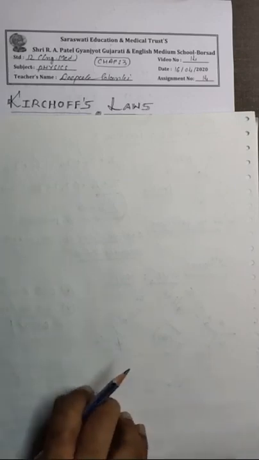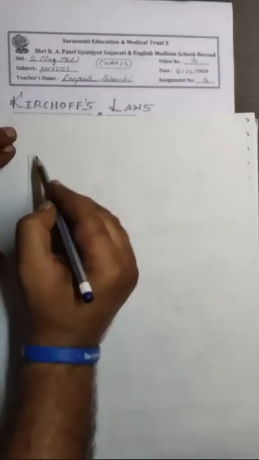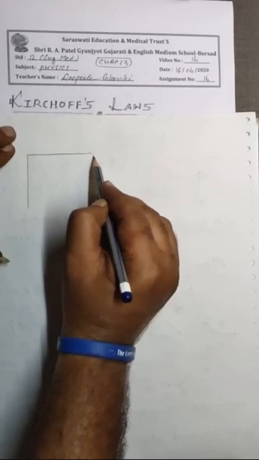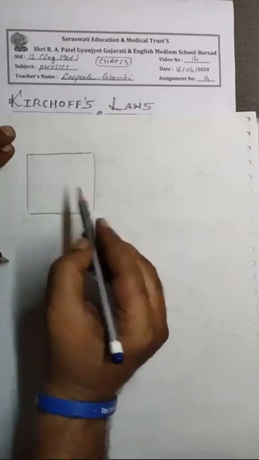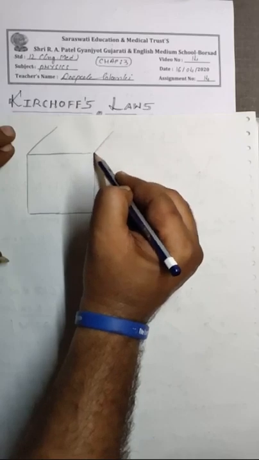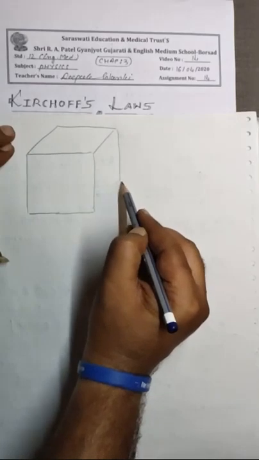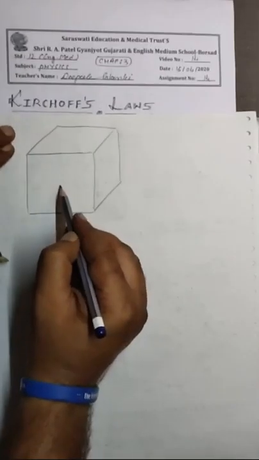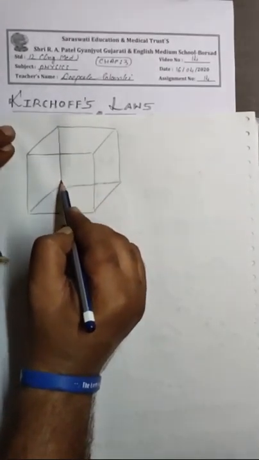From the questions, there is a cube which is made up of 12 wires. So, first of all, let us take a cube which is made up of 12 wires. So, 1, 2, 3, 4 wires, 4, 5, 6, 7th wire, 8, 9, 10, 11 and 12th wire.